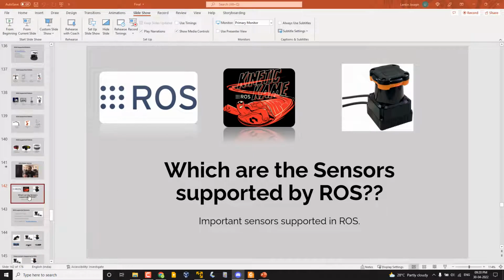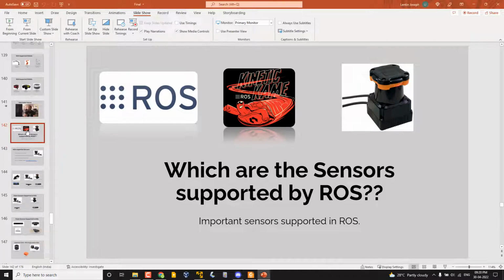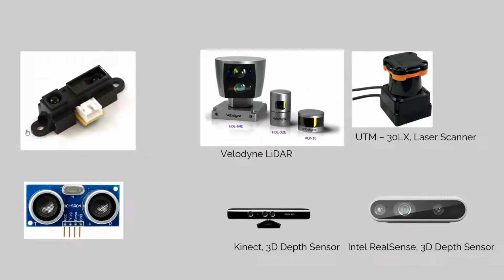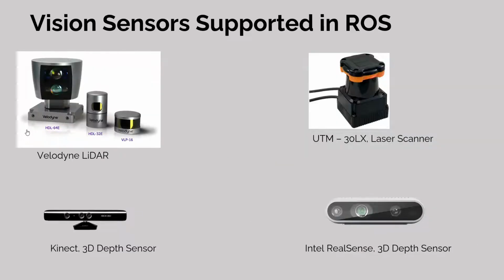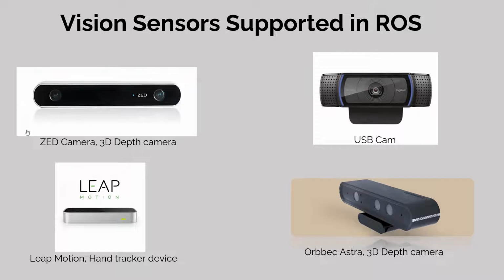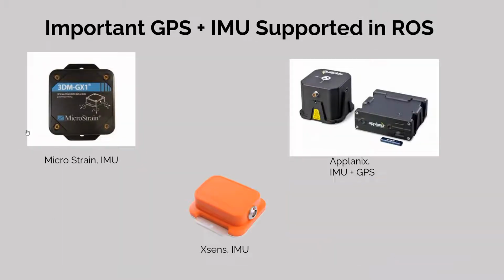Okay, and these are some of the sensors. A lot of sensors are supported; I just included some basic ones. Velodyne LiDAR, which is one of the popular LiDARs for self-driving cars. Then many USB cams and depth cams. Okay, and IMU as well.